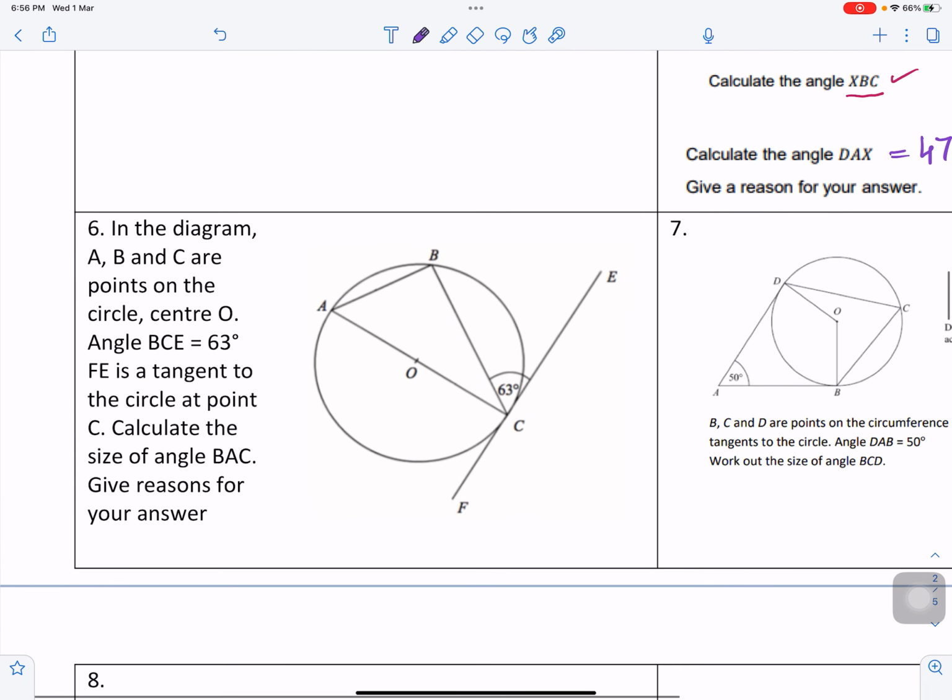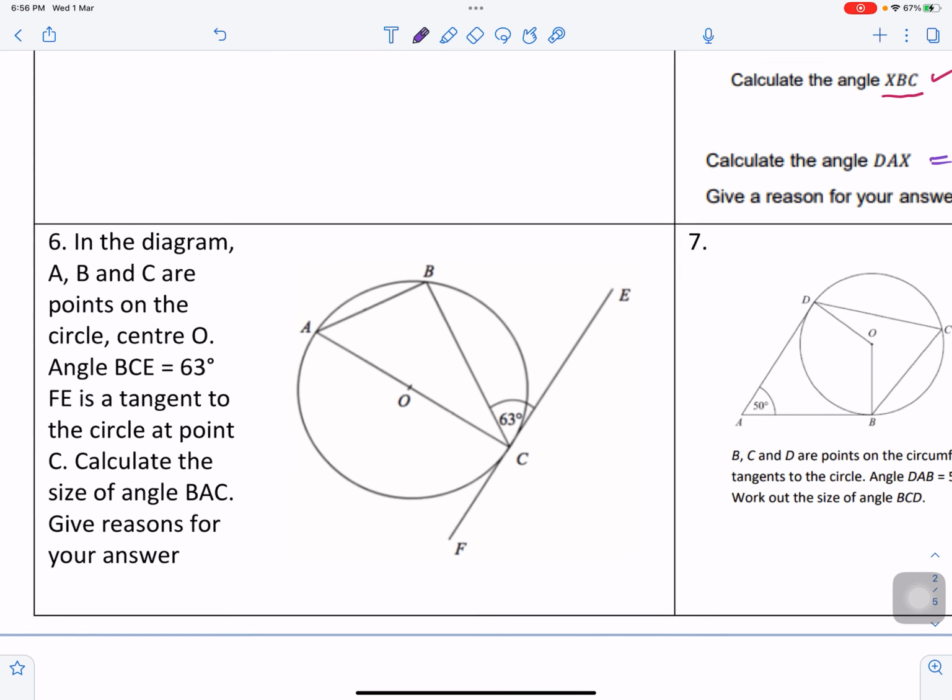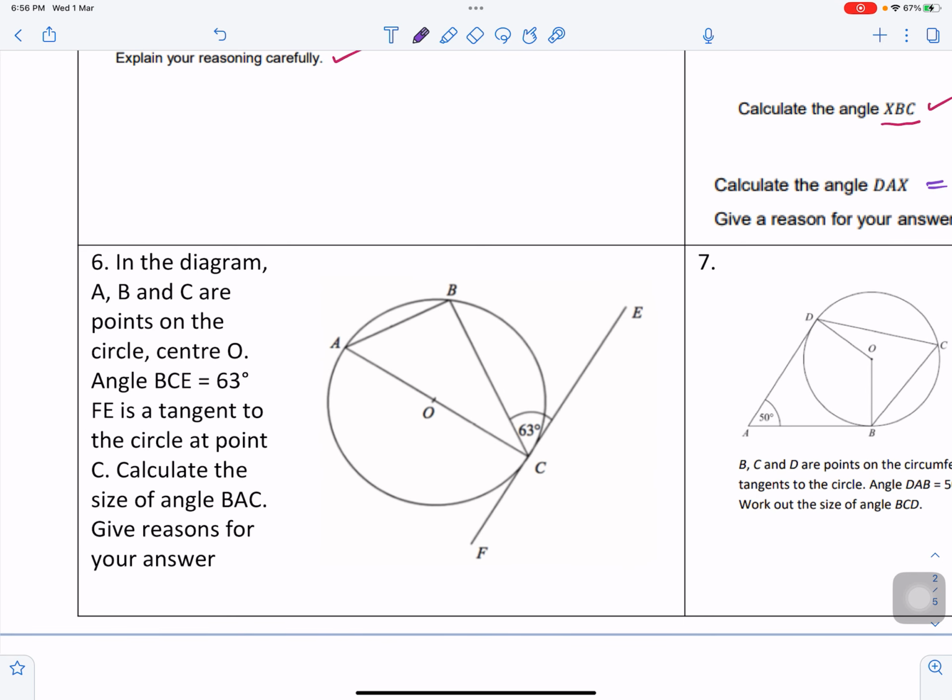Okay, let's see this one. The question is saying calculate the size of the angle BAC and give the reason. BAC means this angle I have to calculate, because B is here, A is here, C is here. Now which property can you see? It is just a 1 mark question and very straightforward.